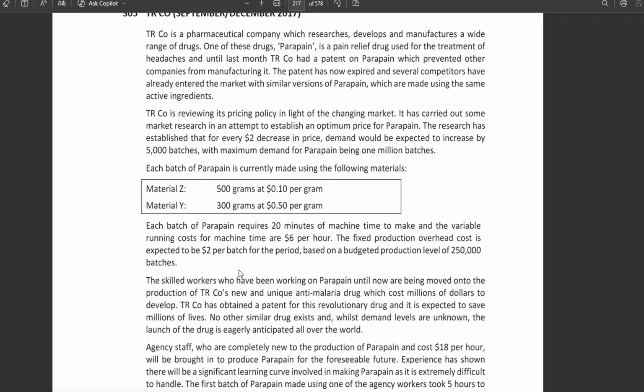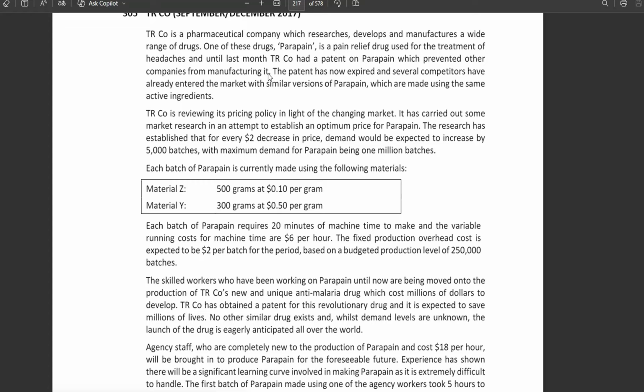TR Company is a pharmaceutical company which researches, develops and manufactures a wide range of drugs. One of these drugs is Parapain, a pain relief drug used for the treatment of headache, and until last month TR Company had a patent on Parapain which prevented other companies from manufacturing it.